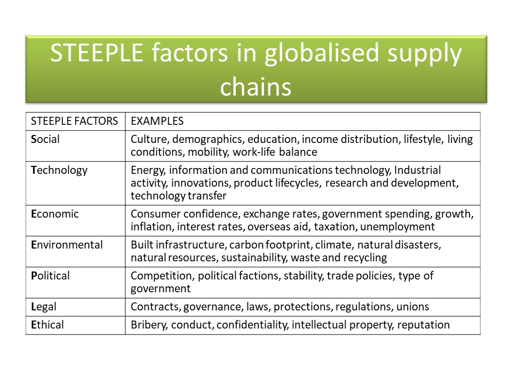Steeple factors in global supply chains. I think it's fairly straightforward to give examples from each of the areas: social, technology, economic, environmental, political, legal and ethical. And interestingly, on the new SIPS exam starting in July, they've introduced a steepled with a D at the end analysis, with the D for being demographic.